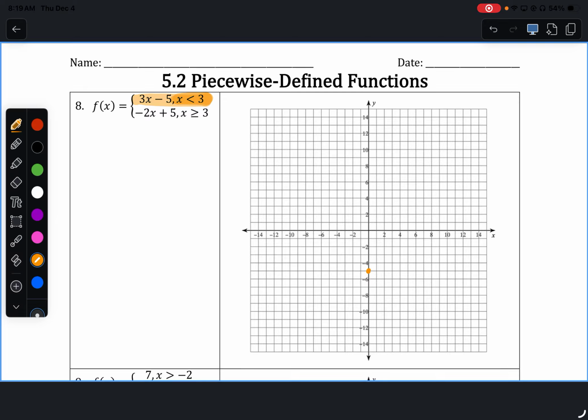Now, we're going to go ahead and do 2x plus 3 when x is greater than 4. So what is our y-intercept for that last piece? 3. Okay, and then we have 2x. So what is our slope? Up 2 over 1.